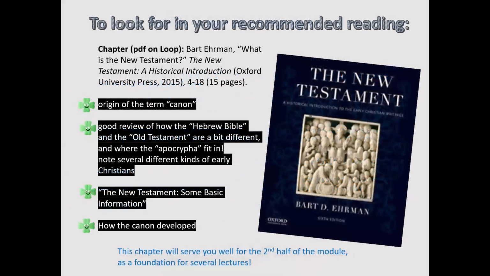So in your reading, I made this little guideline so that it could help you as you read to sort of flag up, oh, I need to know this, I need to know that. So in your reading, look out for the origin of the term canon. It's very important for a class on scriptures. Look out for a great revision of what you've studied in the first part of the module. There's a great section that talks about Hebrew Bible, Old Testament. How are those a little bit different? Where do the Apocrypha or the Deuterocanon come in? And what are all the different kinds of early Christians? And what was their take on the different bodies of text?